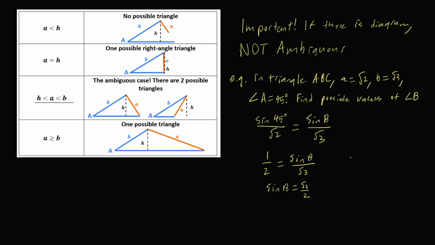And if you actually think about the quadrants and how they lay out sine, there are two possible outcomes here. One of them would be 120 degrees. So this is square root of 3 and square root of 2. And the other one would be 60 degrees. This is square root of 3. This is square root of 2. So there are two possible outcomes in the quadrants. Meaning that B is equal to 60 or 120.